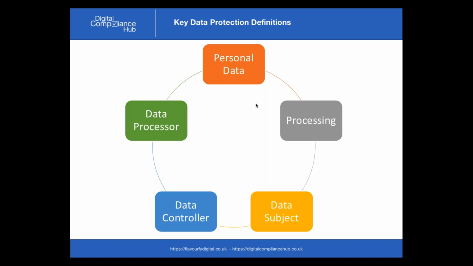So in a very simplistic email marketing scenario, the email addresses that are collected for email marketing belong to the data subjects. The company who's collected those email addresses from the data subjects would be the data controller. But if they then pass their email list to a third-party marketing company for the purposes of doing their email marketing, then the email marketing company is the data processor.